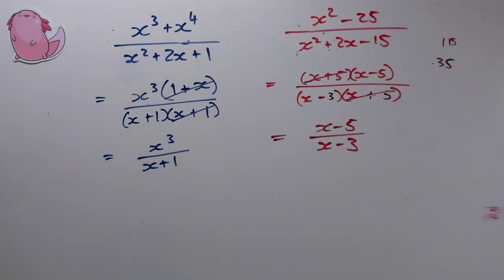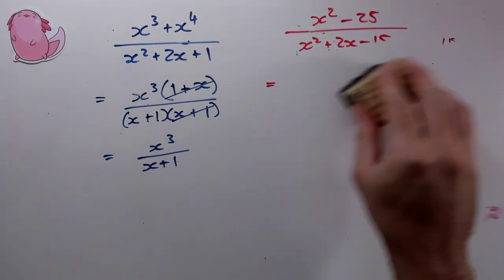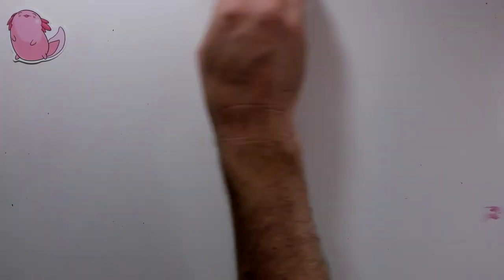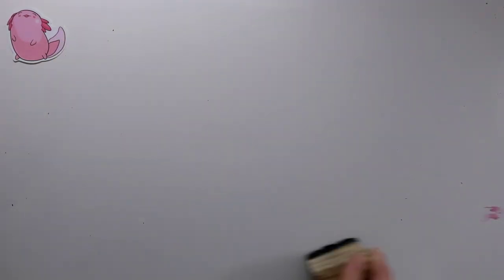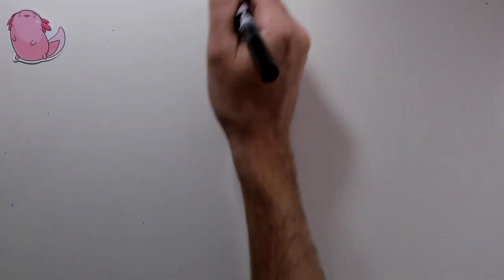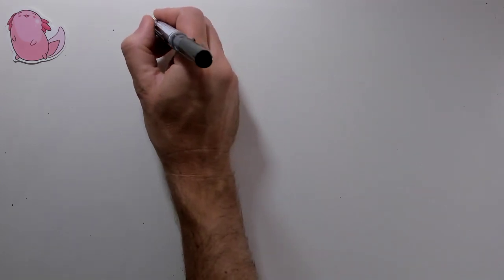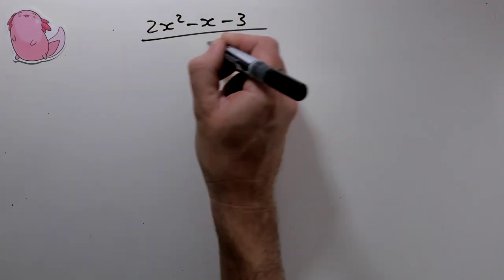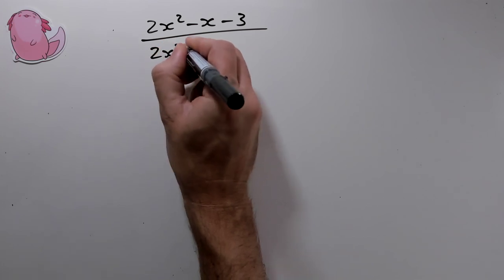Okay, let's do one more example. One more example, and then you can move on to the video where I have all the past paper questions, and you can go through those. Try and do them by yourselves first, and it's better to run into those mistakes. So let's do one: 2x squared minus x minus 3 over 2x squared.